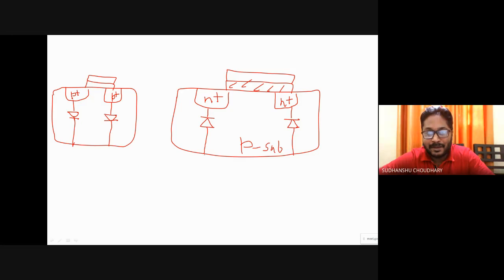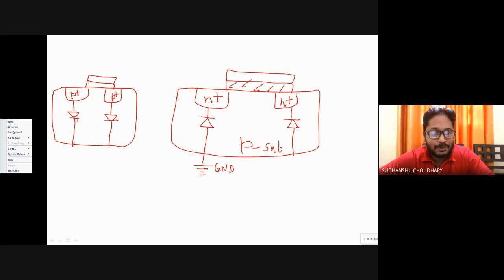So for making it reverse bias, obviously you want to connect the P-type body to ground or the most negative supply. Then only this diode can be reverse biased. Similarly, I want to reverse bias this parasitic diode because I don't want to keep them on, so that's why I'm reverse biasing it. I want to keep this reverse biased, so I have to connect the body to the most positive supply.